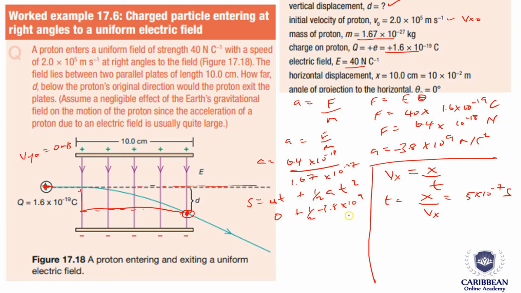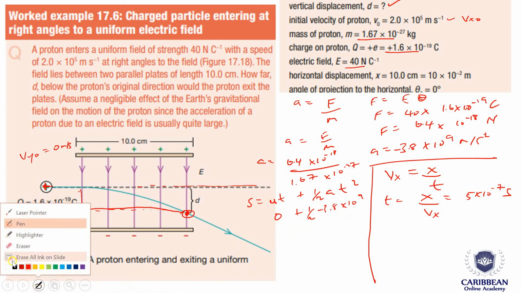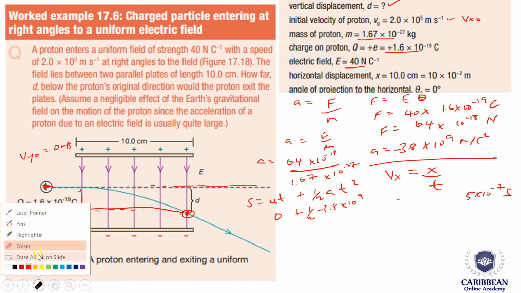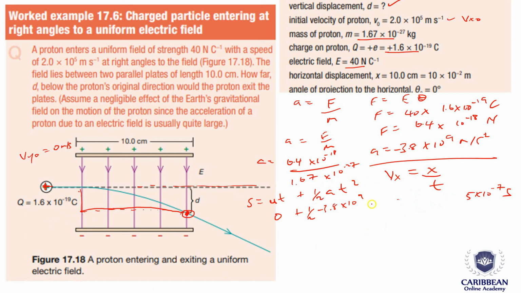I would want some more space, but we're going to have to just work with it. I'm going to erase this so I have a little bit more space. Then now we have t squared, which is 5 times 10 to the minus 7, squared. We can get our s by multiplying all of these values.